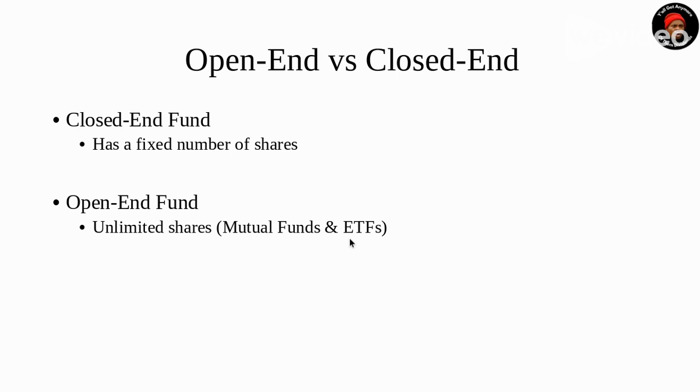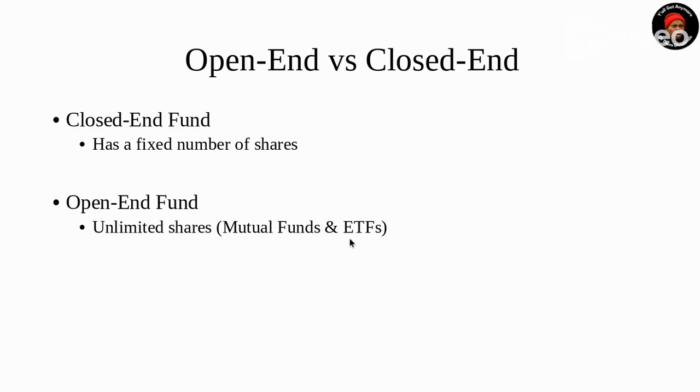The main difference between an open-end and a closed-end fund is that a closed-end fund has a fixed number of shares, hence the closed-end part of the name, and an open-end fund has a virtually unlimited amount of shares, hence the open-end part of the name. So when you're thinking of open-end funds, think of SCHD, VTI, funds like that. When you're thinking of closed-end funds, some examples are CLM, CRF, ADX. Those are examples of closed-end funds.